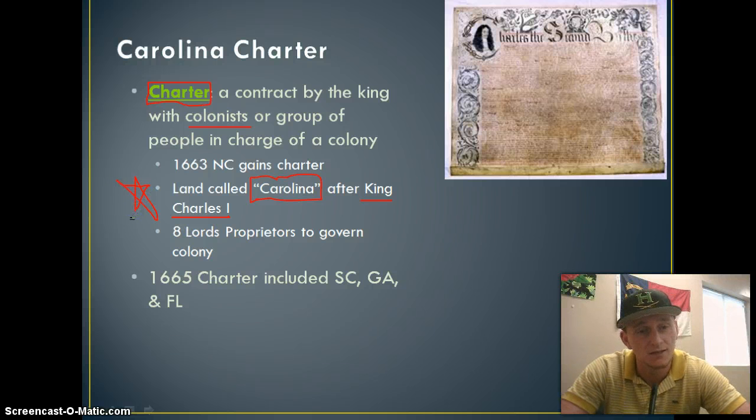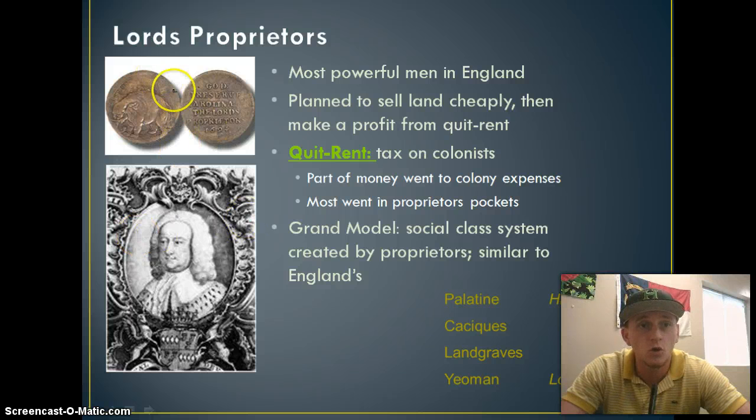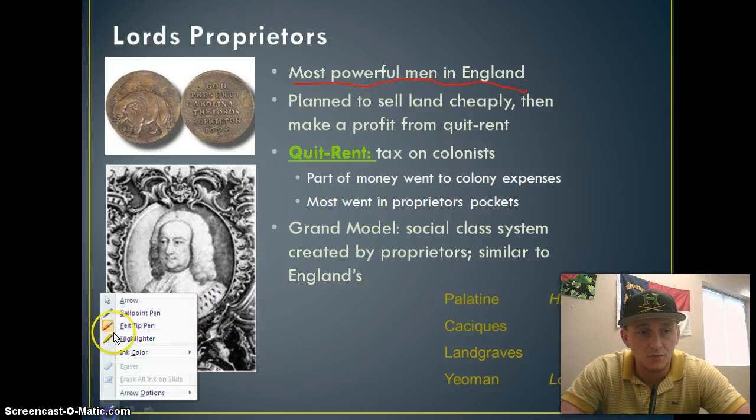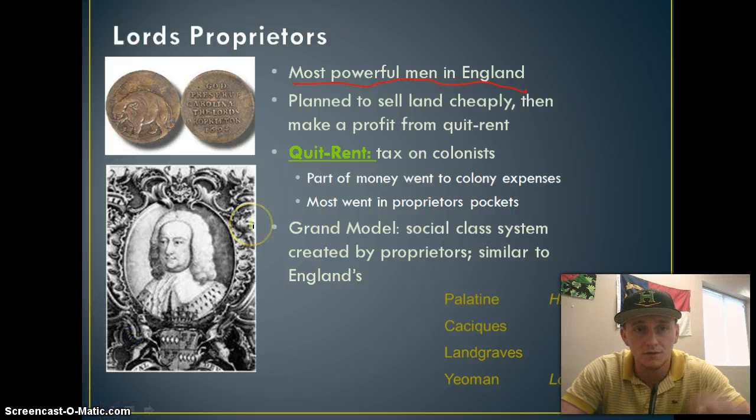Here's your start. The king's going to send his 8 best men. They're going to be called the Lord Proprietors to govern or be in charge of the colony. So there's going to be 8 of the men. 2 years later, this contract is going to include South Carolina, Georgia, and Florida. The Lord Proprietors, the men that he sent over, are going to be his most powerful men in England. Do know that. The most powerful men are the Lord Proprietors.